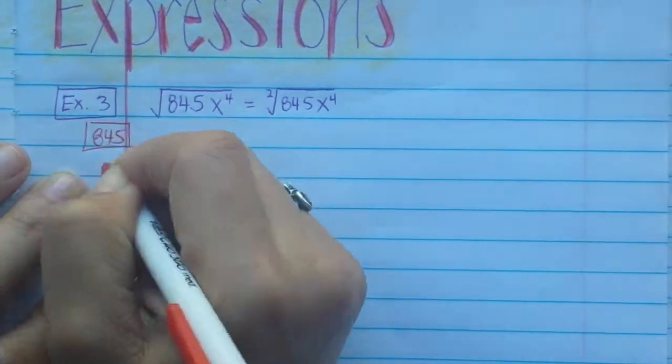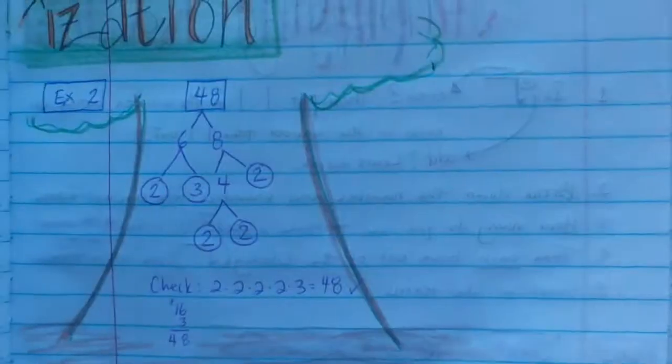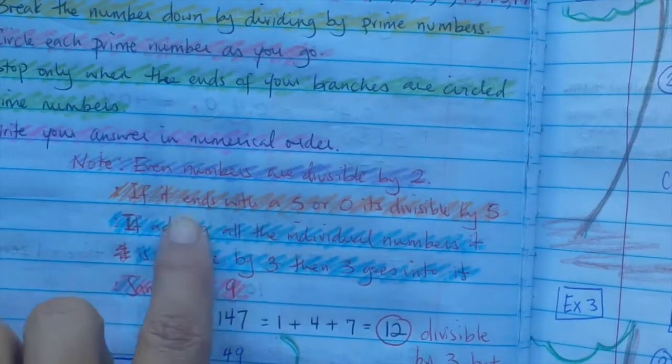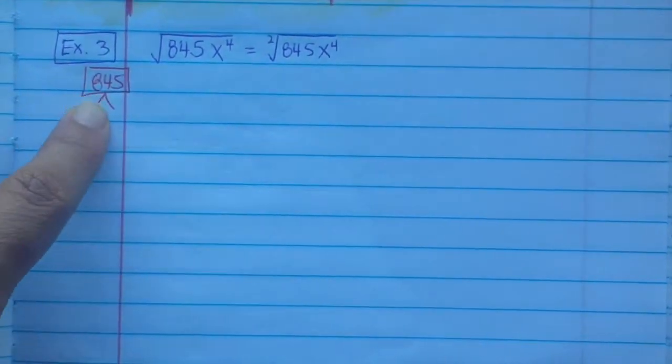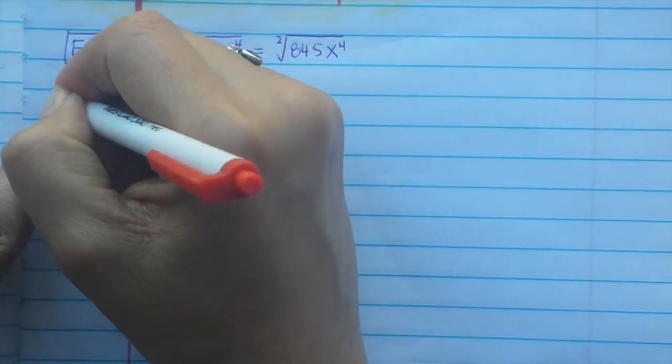Alright, remember, if it ends with a 5 or a 0, I know 5 goes into it. Just in case, there's the notes for it. So I know 5 times something is 845. So I'm just going to do long division, figure out what that is.